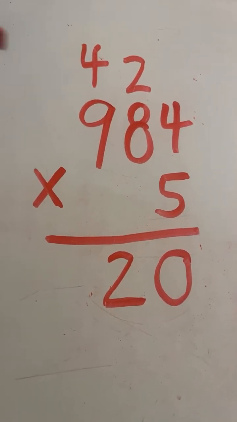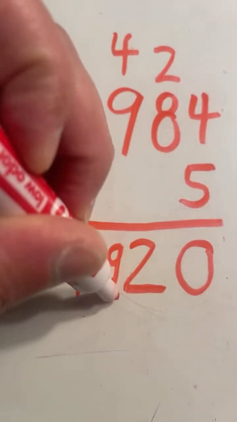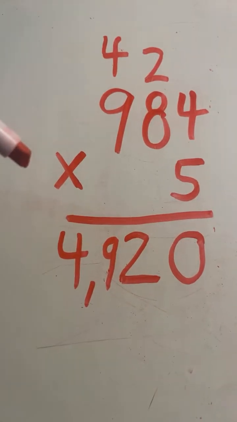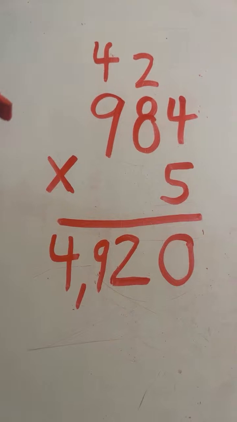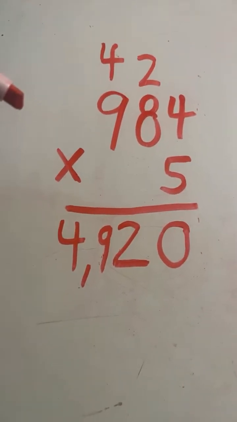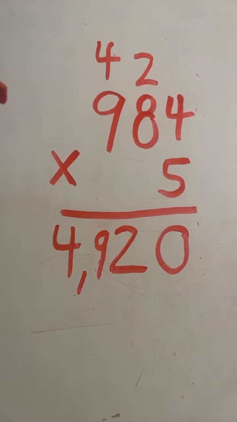9 times 5 equals 45, plus 4 equals 49. And we have our final answer, 984 times 5 equals 4,920.